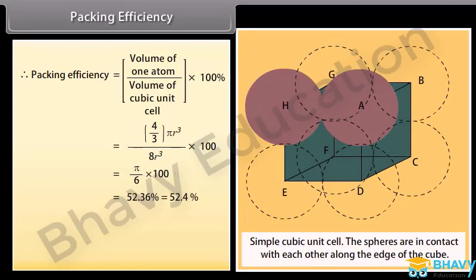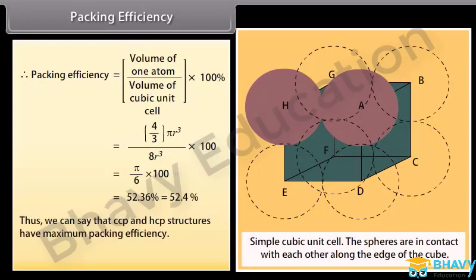52.36%, which is equal to 52.4%. Thus, we can say that CCP and HCP structures have maximum packing efficiency.